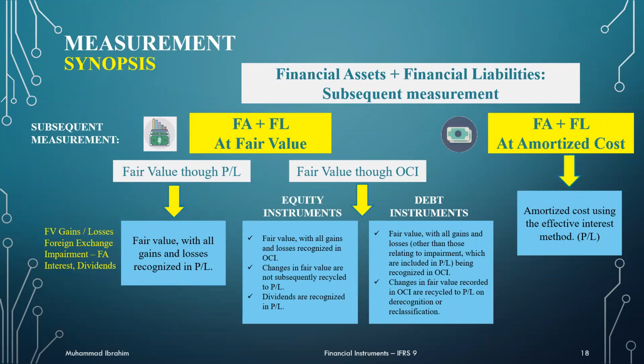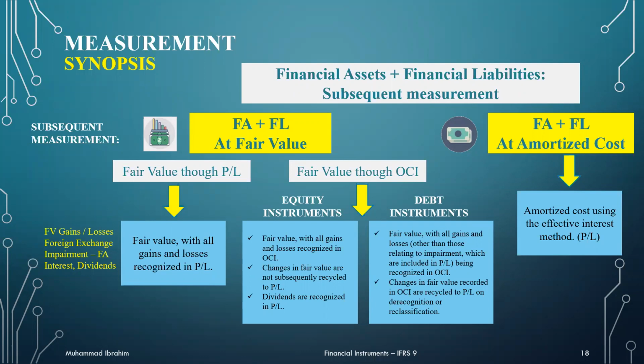At that date, because you have disposed of that asset, you will ask your financial consultant, now I think all the gain I have should be recycled to my profit or loss, so my profit can be increased. Then your financial consultant will tell you that as per IFRS 9, equity instrument gain cannot be recycled subsequently, because you have an irrevocable election at the initial stage.